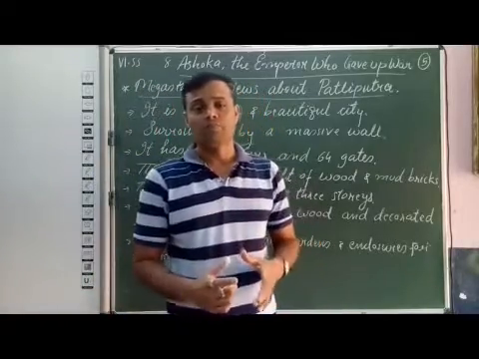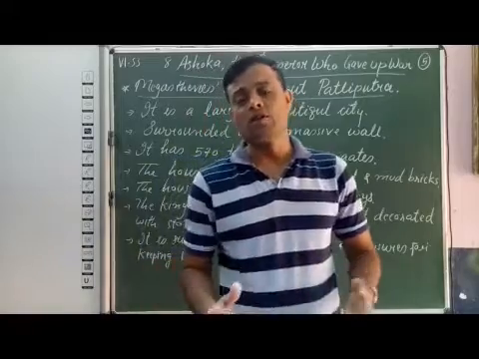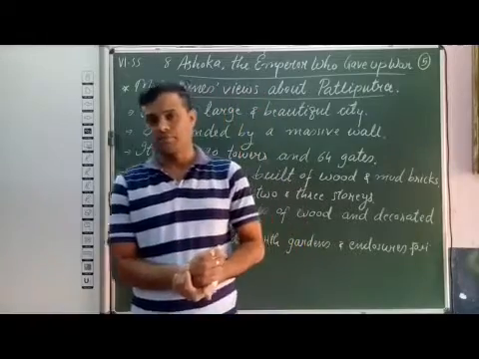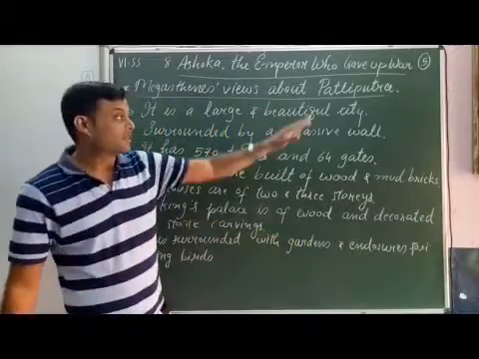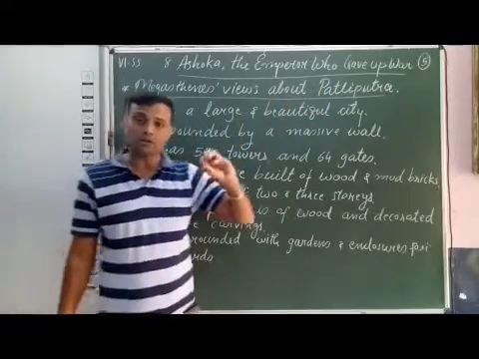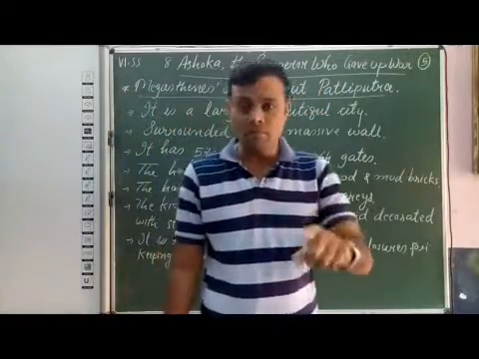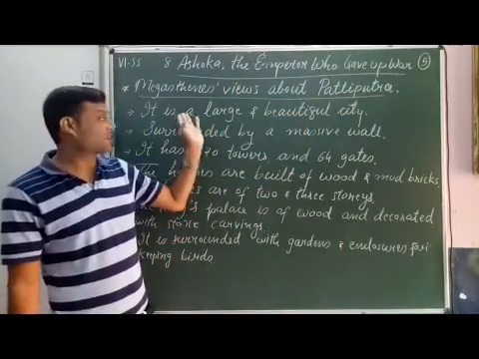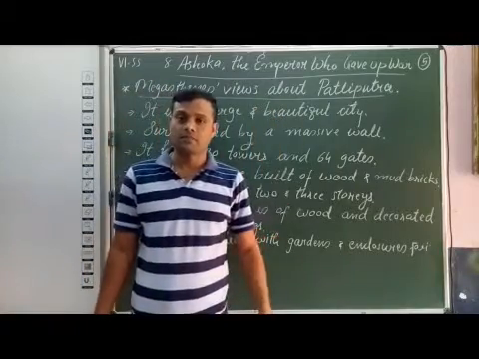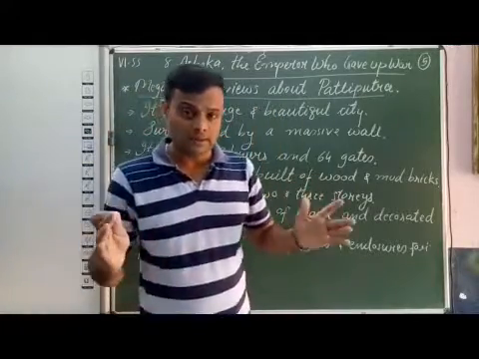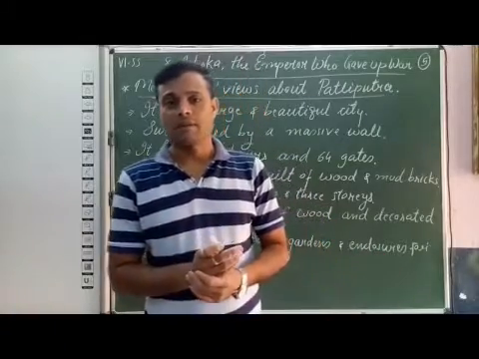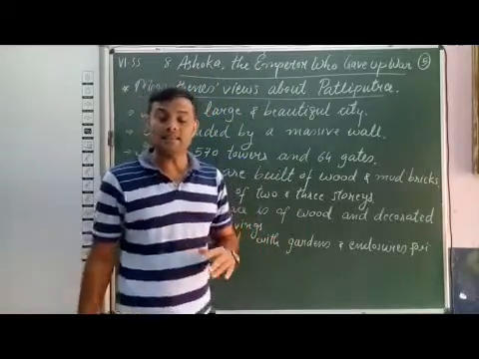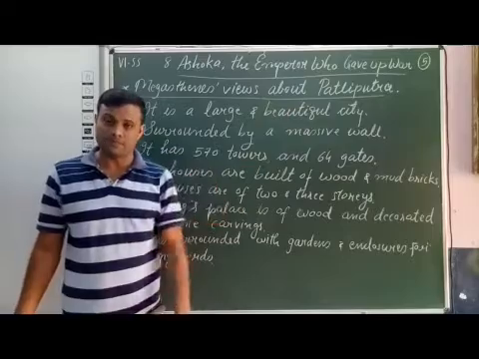Megasthenes observed the capital city of the Mauryan Empire, Patliputra, and then he wrote about it. Patliputra, the present day Patna, is in Bihar state. So Megasthenes wrote, Patliputra is a large and beautiful city. As per Megasthenes, present day Patna was known in the past as Patliputra.